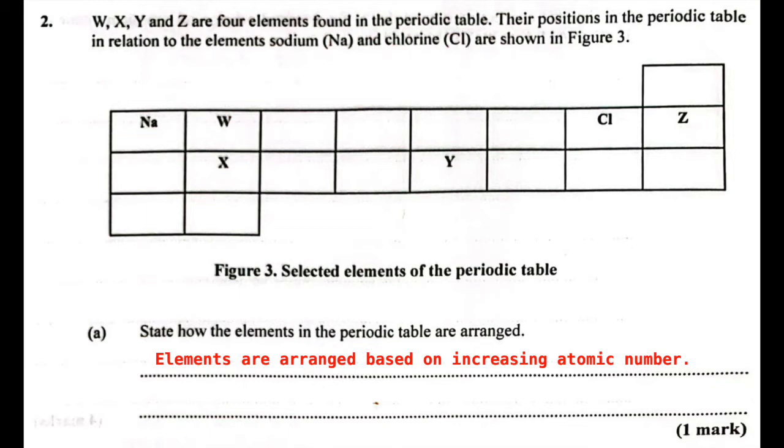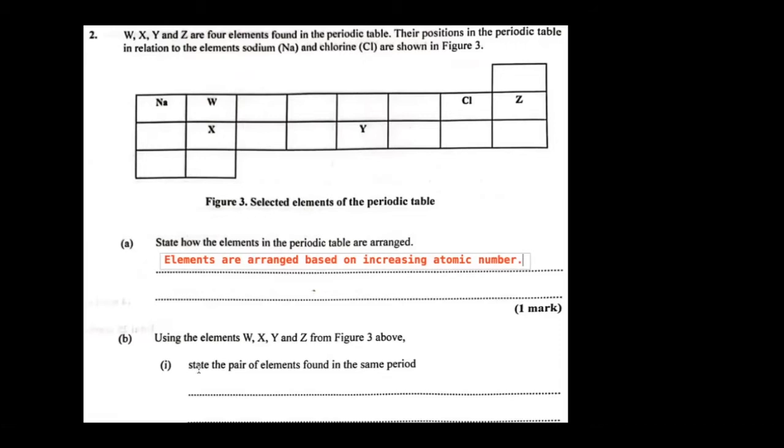So they're asking, state how the elements in the periodic table are arranged. Now we have 3 ways to arrange them. They're asking us for 1. So the best one that we would give here would be this one that we will fill in just now. That's it. Elements are arranged based on increasing atomic number. So that is what we really want to get from here.